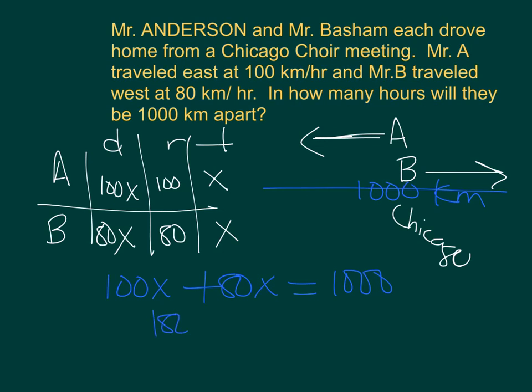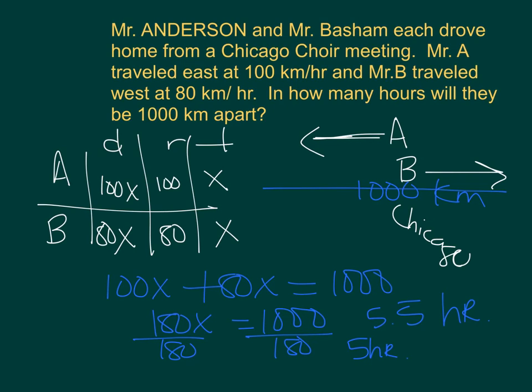So we have 180x equals 1,000. Divide both sides by 180. And we get the answer is 5.5 repeating hours. But we're not going to use that. We're going to change that to hours and minutes. So we know this is 5 hours. And if you take 0.5 repeating times 60, it turns into 33 1/3 minutes. Or 33 minutes, 20 seconds. And that's how long it'll take them to be 1,000 kilometers apart.